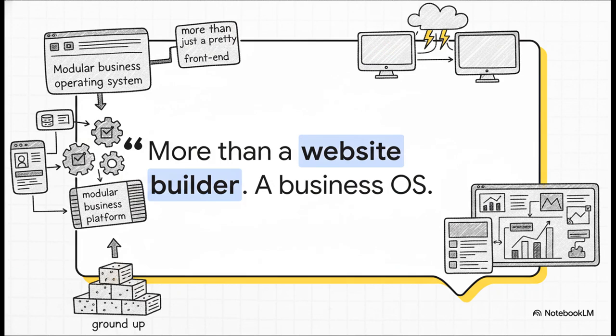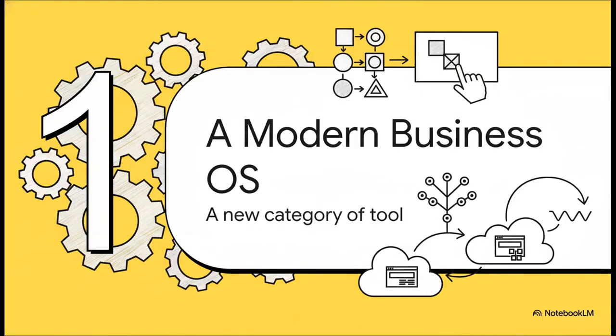And that is exactly the vision we're talking about here. This is about moving way beyond just a pretty front end. The goal is to build a complete digital business platform right from the ground up. So, okay, a modern business OS. What does that actually mean? Well, think of it as a mashup, a fusion of an easy drag and drop website builder with a really powerful ecosystem of business apps. This kind of hybrid doesn't just make old tools better. It's creating a whole new category.